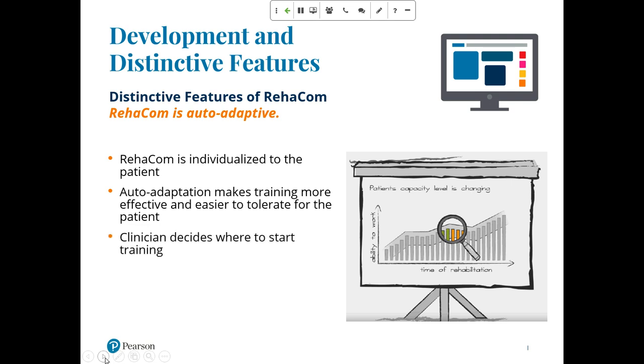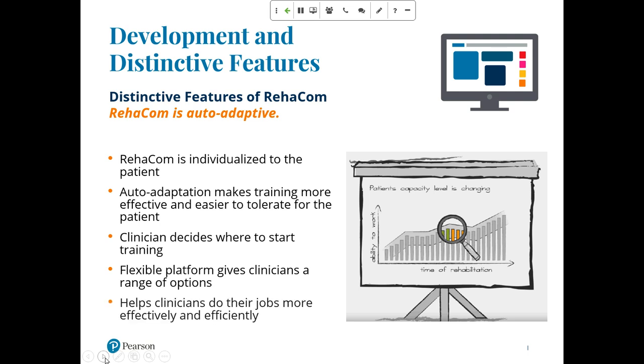You can decide where you want to start, and you can then be flexible. So there's a range of options that are offered to you, the clinician, to then decide, where do I begin? It also allows you, as I said earlier, to be more effective and perhaps more efficient.